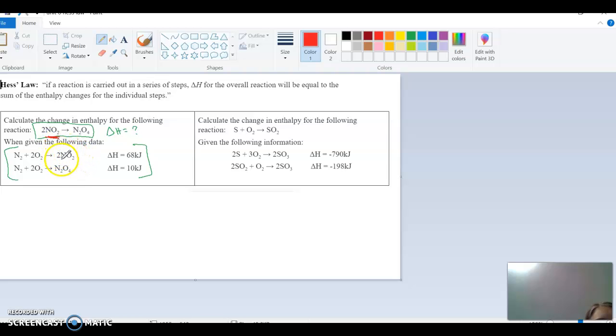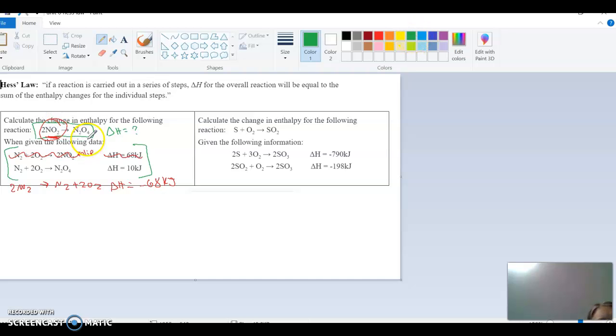Well, I see NO2 right here, but it's on the left. So I'm going to have to flip this one. I'm going to flip it over to make 2NO2 on the left makes N2 plus 2O2. And because I flipped that, I have to flip the sign of my H. My change in H is now a negative 68 kilojoules. Then that solves my NO2 to be on the left.